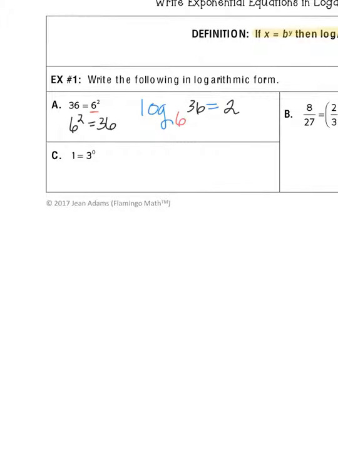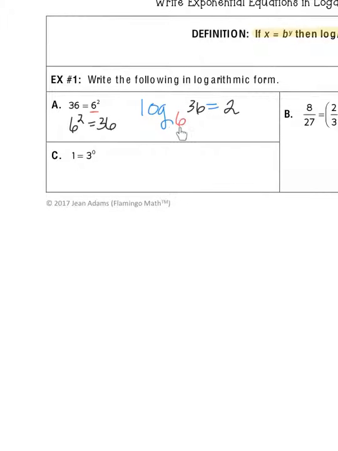So one more time. Notice that our bases stayed the same, so those didn't change. But notice that the 2 and the 36 switch places. 36 here and the 2 here. So these switched, and I put the 36 here and the 2 here. So you try that with this one.